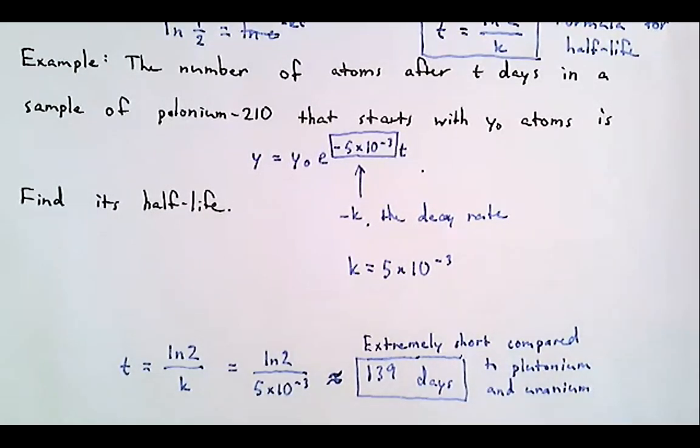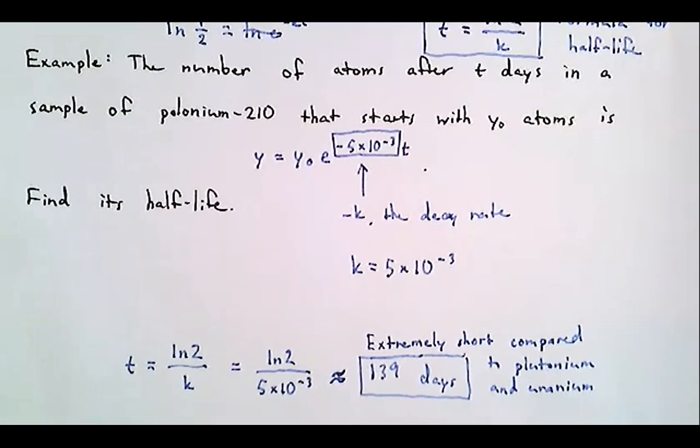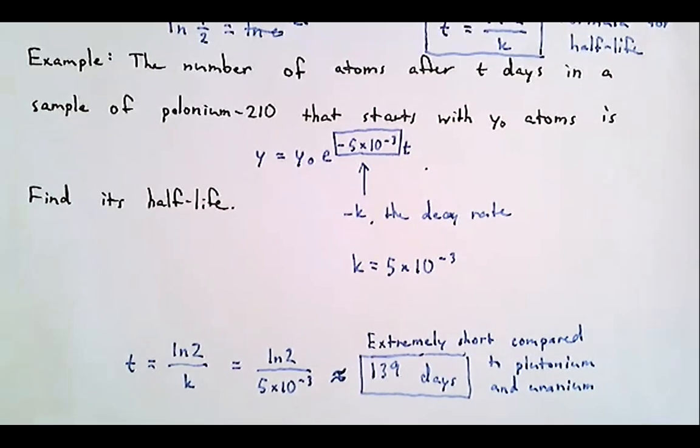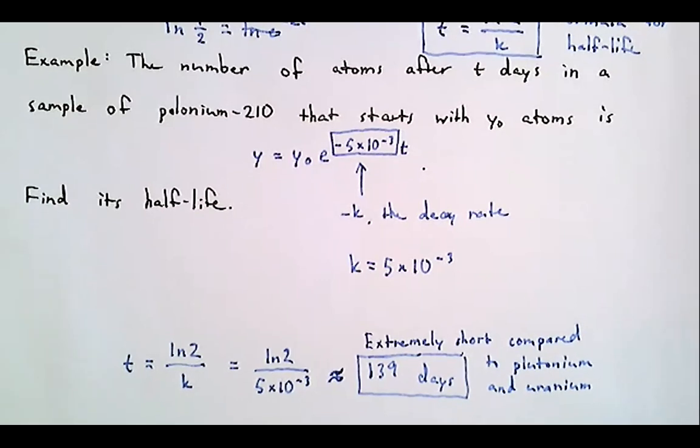So plutonium, I think, has a half-life of a few decades, and uranium, I think its half-life is in the order of 1 billion years or so. So 139 days compared to these two is extremely fast. So what that means is that this particular element, polonium-210, is emitting a lot of energy and a lot of particles whenever it decays over a really short amount of time. Any questions over that example? I think I might have already asked.